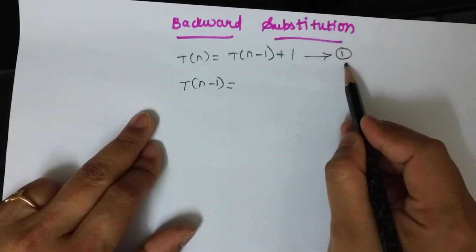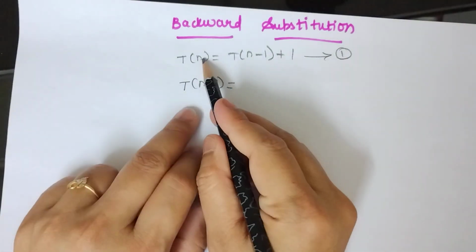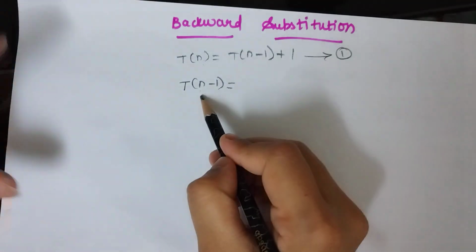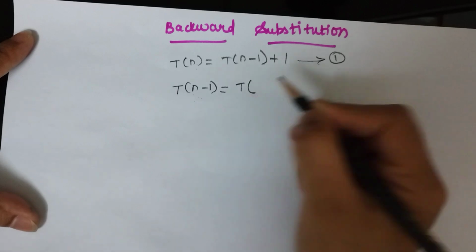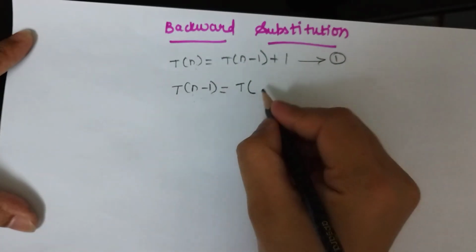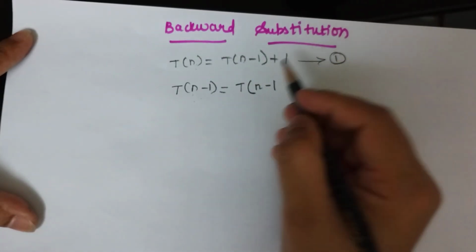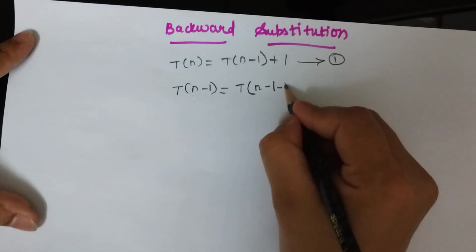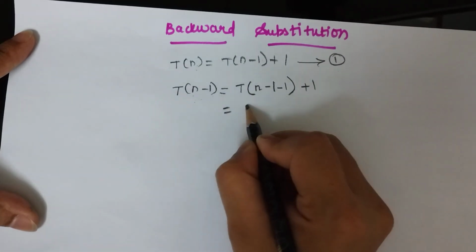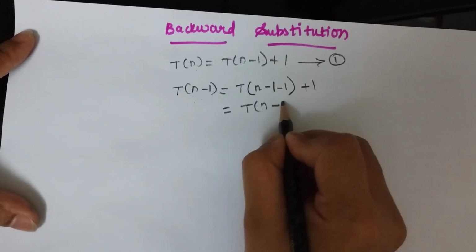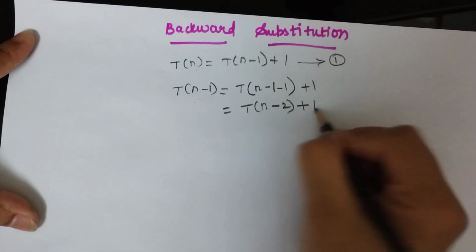This is my equation. Now instead of n, you are going to substitute n minus 1. So what if you substitute n minus 1? This equation will be written as, instead of n, I substitute n minus 1, and here already minus 1 is there, so minus 1 plus 1. This will give you T of n minus 2 plus 1.